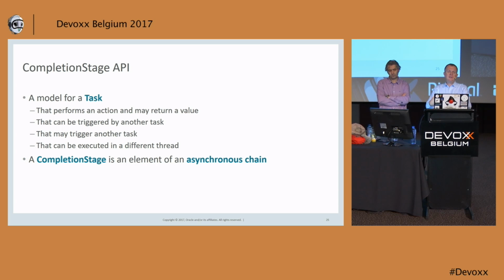It's triggered by a task, so it contains a task, and that completion stage will allow us to communicate with that task both in a synchronous fashion, as with the get method from the future object, and in an asynchronous way with the new methods introduced on this interface. This task may be set as part of a chain.